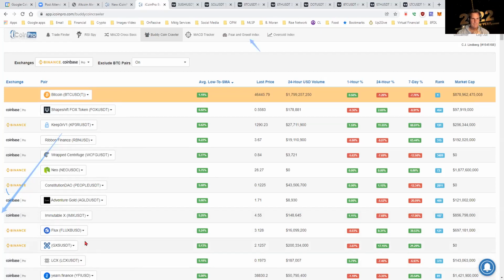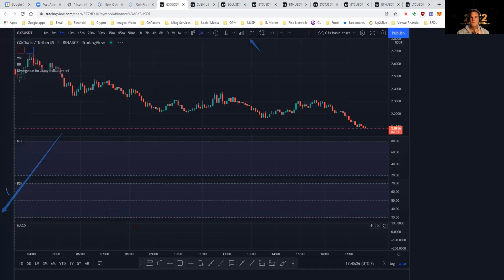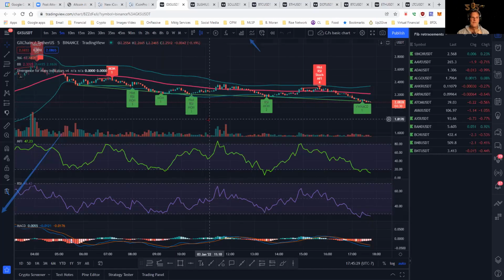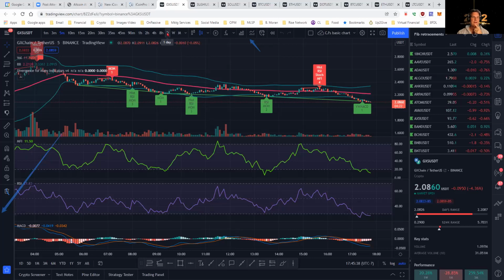I have traded AGLD before, and Immutable X. It's got pretty low volume, but let's see if there's a USD pair on these. Not really. I have traded GXS before on Binance. It's been a while. Let's check that one out. They all kind of look the same this week. You're seeing a trend here, yeah. Since most coins follow Bitcoin, they tend to follow whatever Bitcoin's doing.